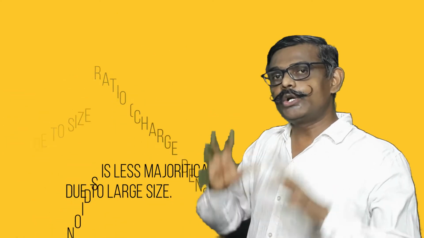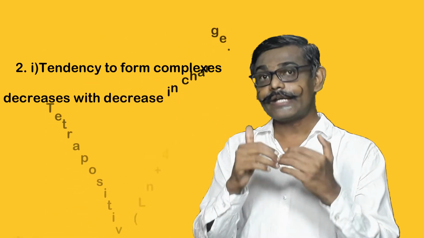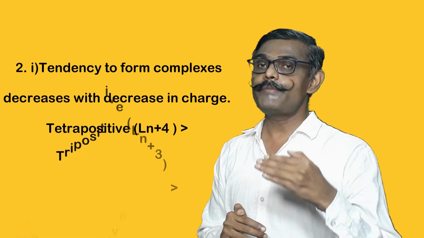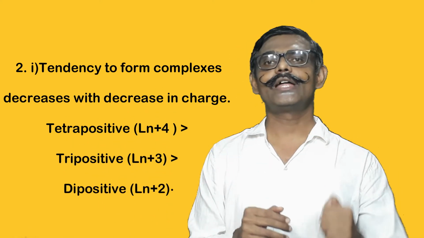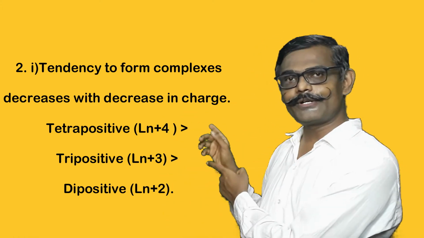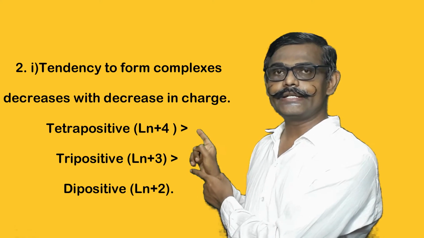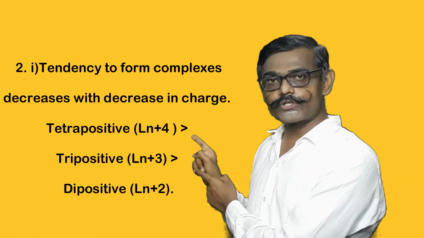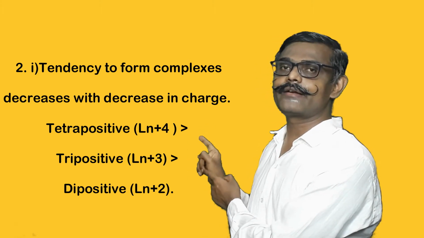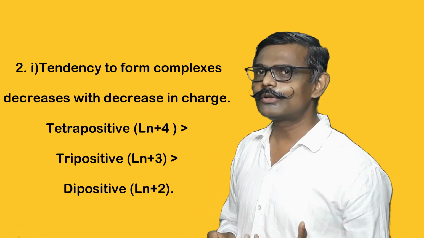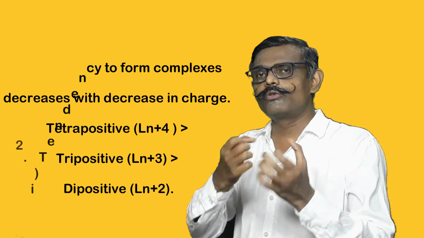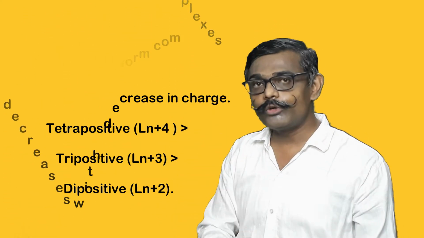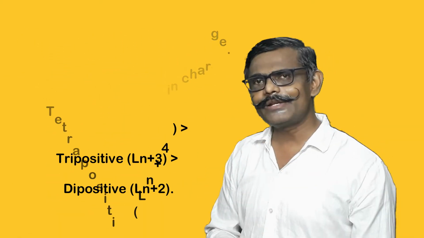And this point, point number 2, I divide into sub points. In the first sub point, tetrapositive lanthanoids have more tendency to form complexes. Tetrapositive lanthanoids form somewhat more stable complexes compared to tripositive lanthanoids, compared to dipositive lanthanoids. So the stability of complexes decreases as charge decreases. Why may it be? Because the lower the charge, the lower the charge density. The lower the charge density, the lower the attraction. The lower the attraction, the less the stability. So stability, or formation tendency, is what we are discussing.